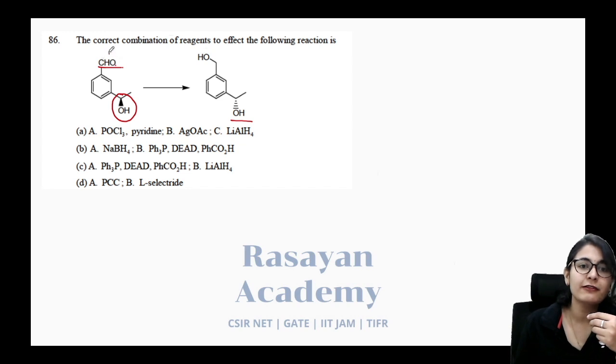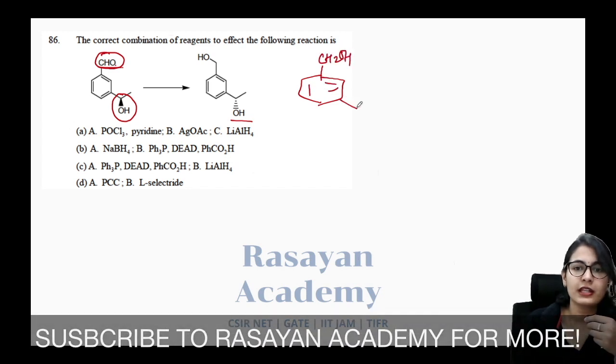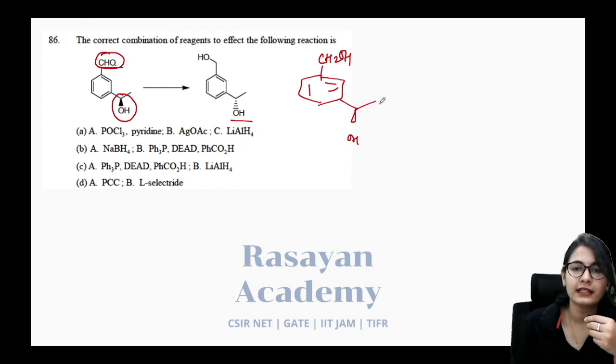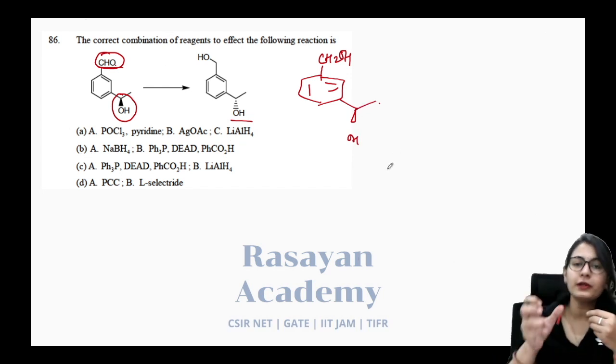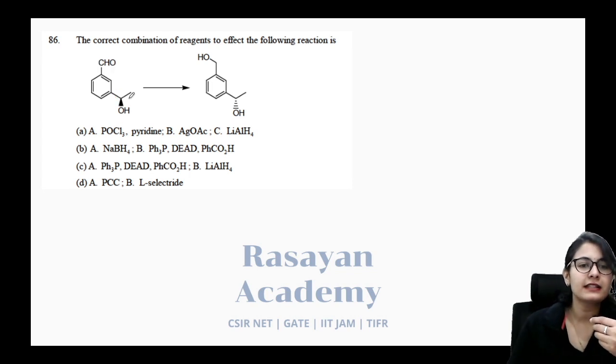So guys, if you first reduce the aldehyde to CH2OH, the molecule will be like this. Now, if you are doing the reaction which will convert the OH to below, then the same reaction could happen over here also. So that will be a wrong process. You cannot reduce the CHO first, so you have to reduce it later. That is the selectivity.